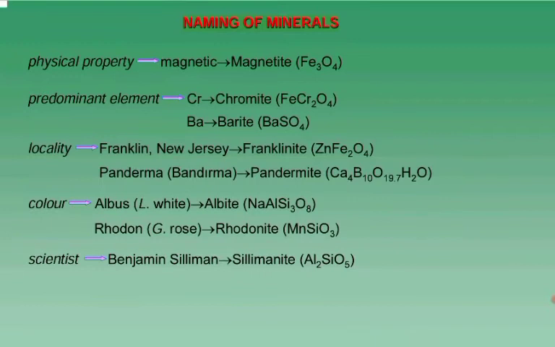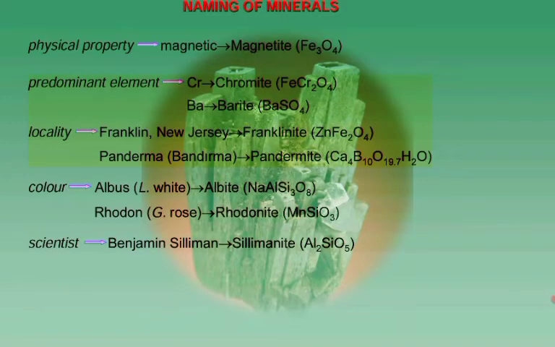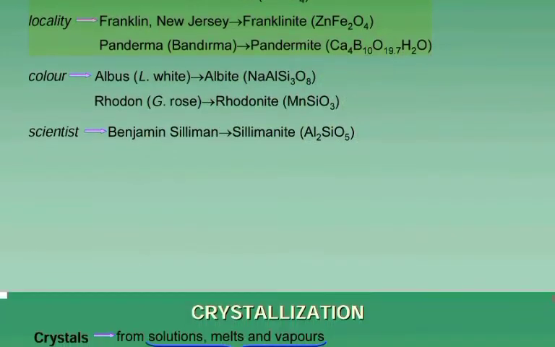Naming of minerals. Physical property: magnetic, magnetite, Fe3O4. Predominant element: chromium, chromite, FeCr2O4. Ba, barite, BaSO4. Locality: Franklin, New Jersey, franklinite, ZnFe2O4. Bandama, pandamite, Ca4B10O19·7H2O.